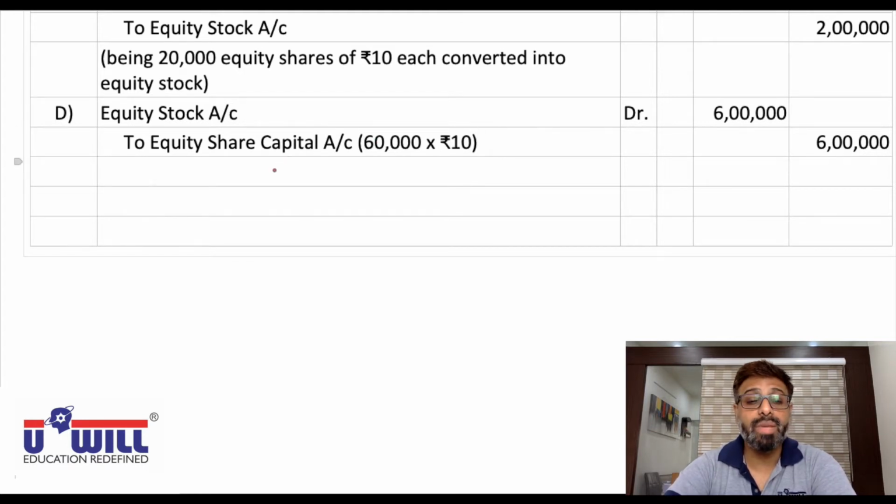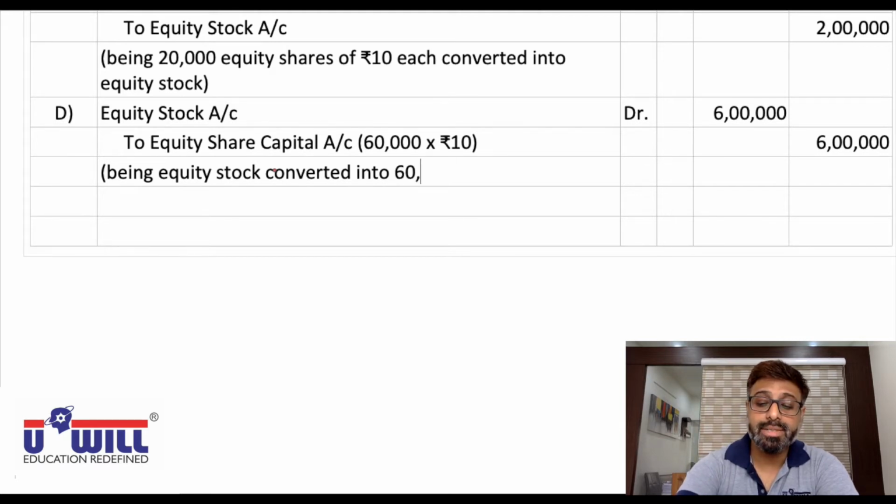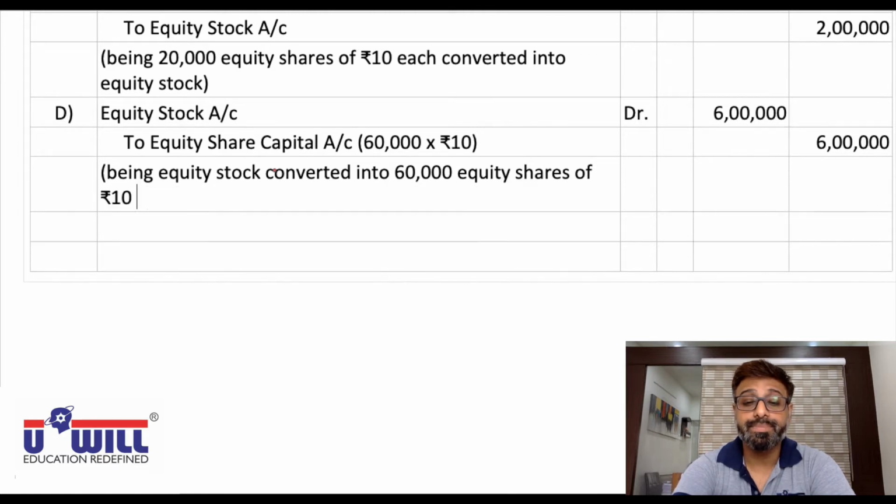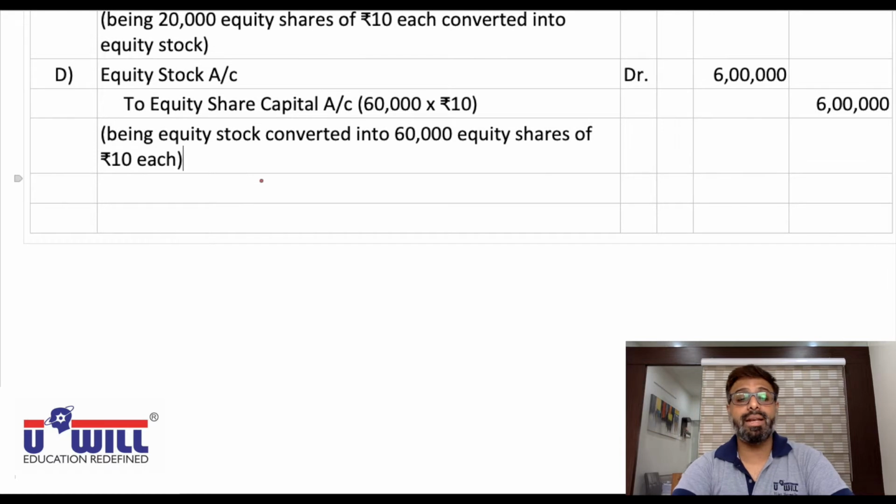So narration would be: being equity stock converted into 60,000 equity shares of rupees 10 each. So the reverse entry will be passed if stock is converted into share capital. I hope everyone is clear with this concept. Very, very simple one. Okay.